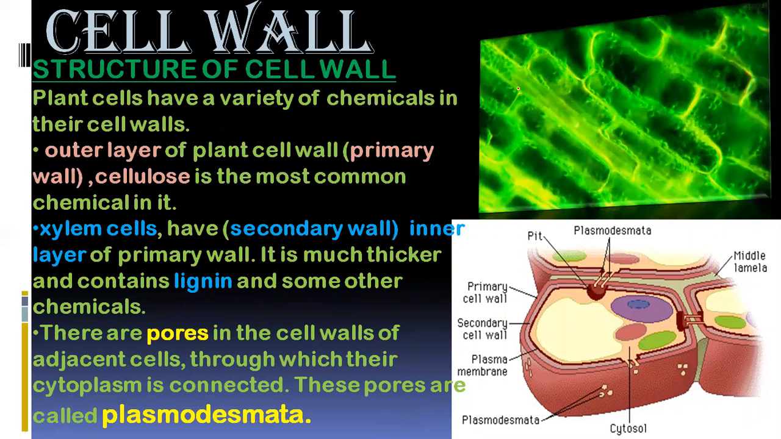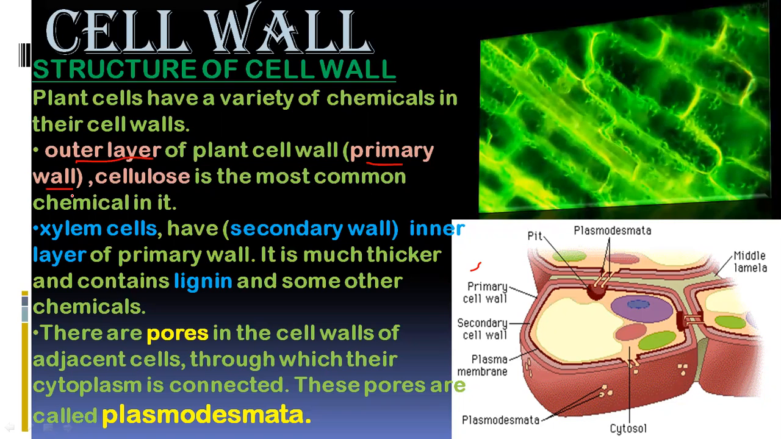Okay, so if we talk about its structure, you can see these all are plant cells. They're almost rectangular in shape, and there is protoplasm inside it because it is in movement. But the outside boundary, that is the cell wall. So here is the structure of the cell wall. You can see that plant cells have a variety of chemicals in the cell walls. Number one, it has two types of layers. Number one is the outer layer, that is called the primary cell wall.